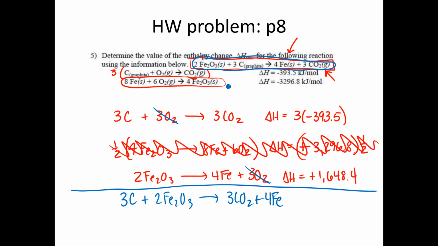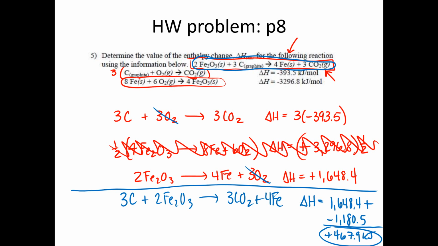Hooray! I have managed to rearrange my 2 given equations and add them together to get this overall reaction that I was aiming for. And then the delta H of this reaction is going to be 1648.4 plus, let's see, 3 times 393.5 plus negative that, so 1648.4. So it looks like you should be getting positive 467.9 kilojoules. This is the type of problem you're probably not going to be graded for sig figs on, so I wouldn't worry about that.